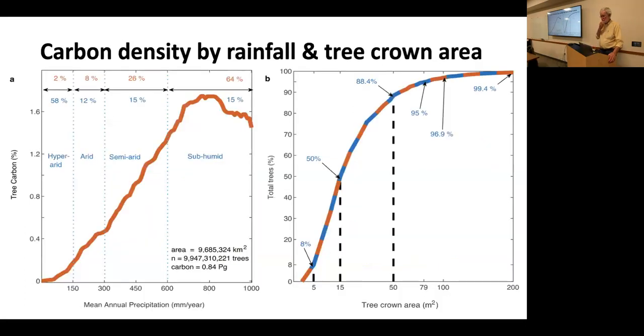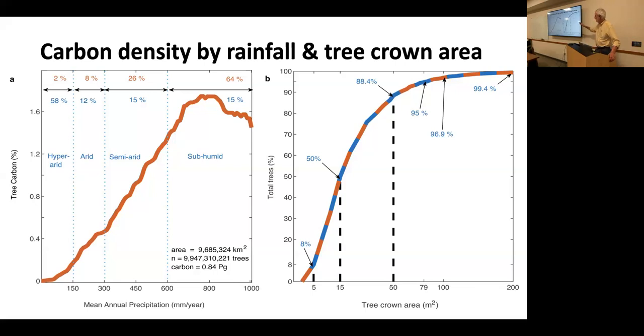Okay, now these are interesting. On the left, we have the probability distribution function for carbon, and at the top, it shows you the amount of carbon in each of our zones, the hyper-arid, arid, semi-arid, and subhumid, and also what the corresponding precipitation levels are for those zones. And then on the right-hand side is a cumulative distribution of the trees per canopy size.